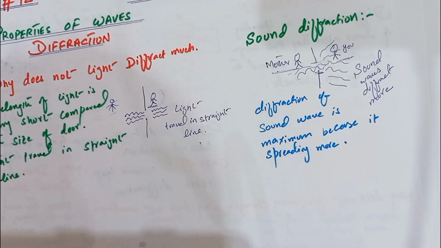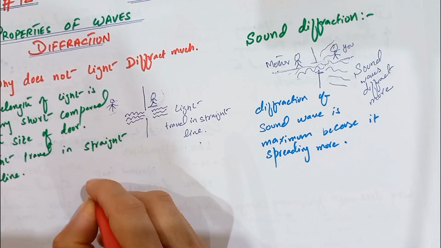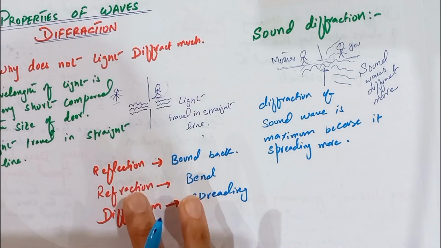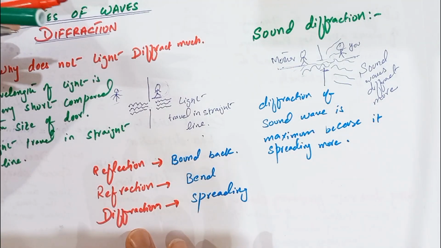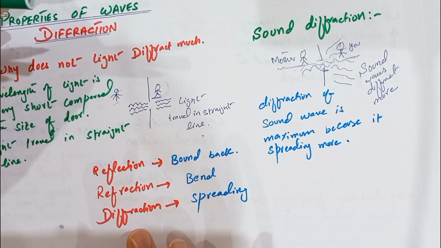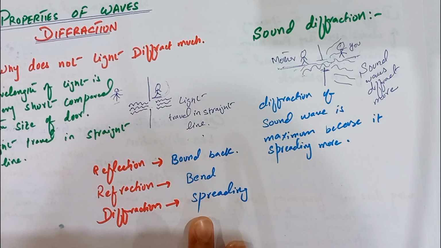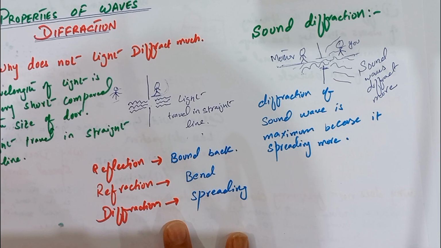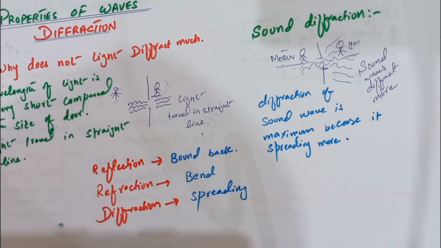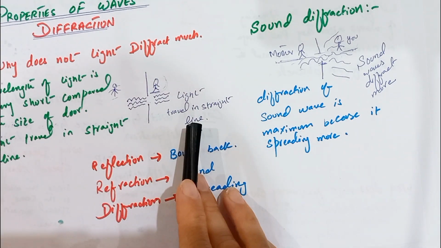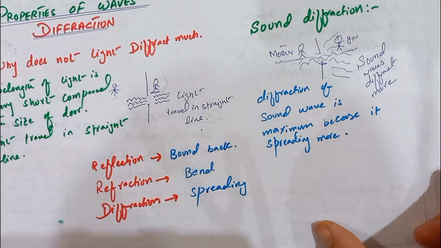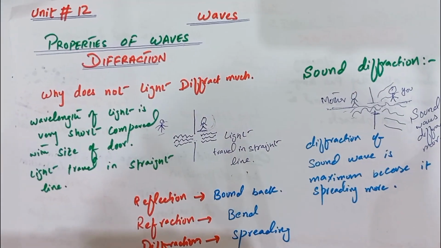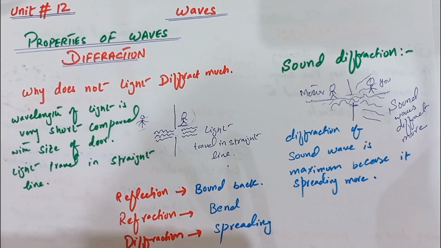So here are the three concepts we learned in this topic, the properties of the wave: reflection, refraction and diffraction. Hope you learned this concept of diffraction. In diffraction, wavelength, frequency and speed are not changed, only the direction of the wave is changed. Light or sound waves spread out after they pass through a gap or around an obstacle. That is all we discuss about the properties of the wave, that is the diffraction. Hope you learned this concept of the diffraction.